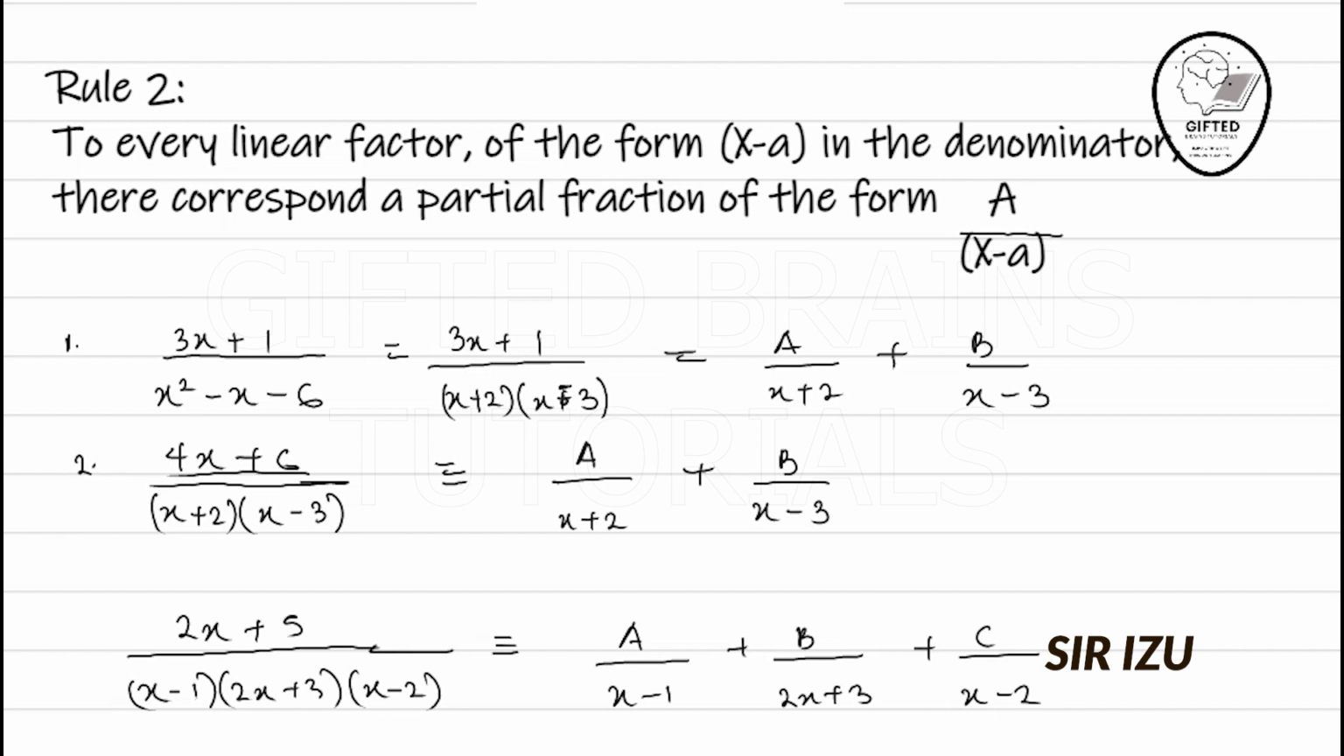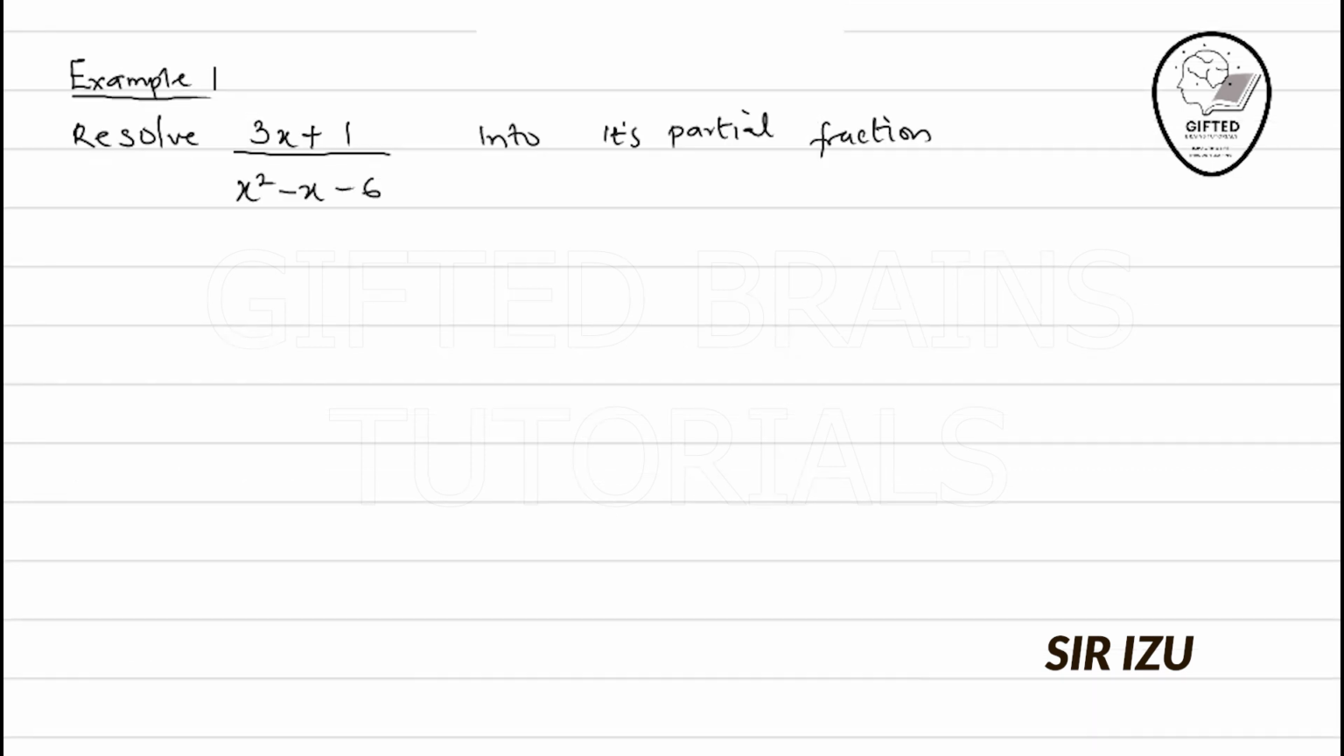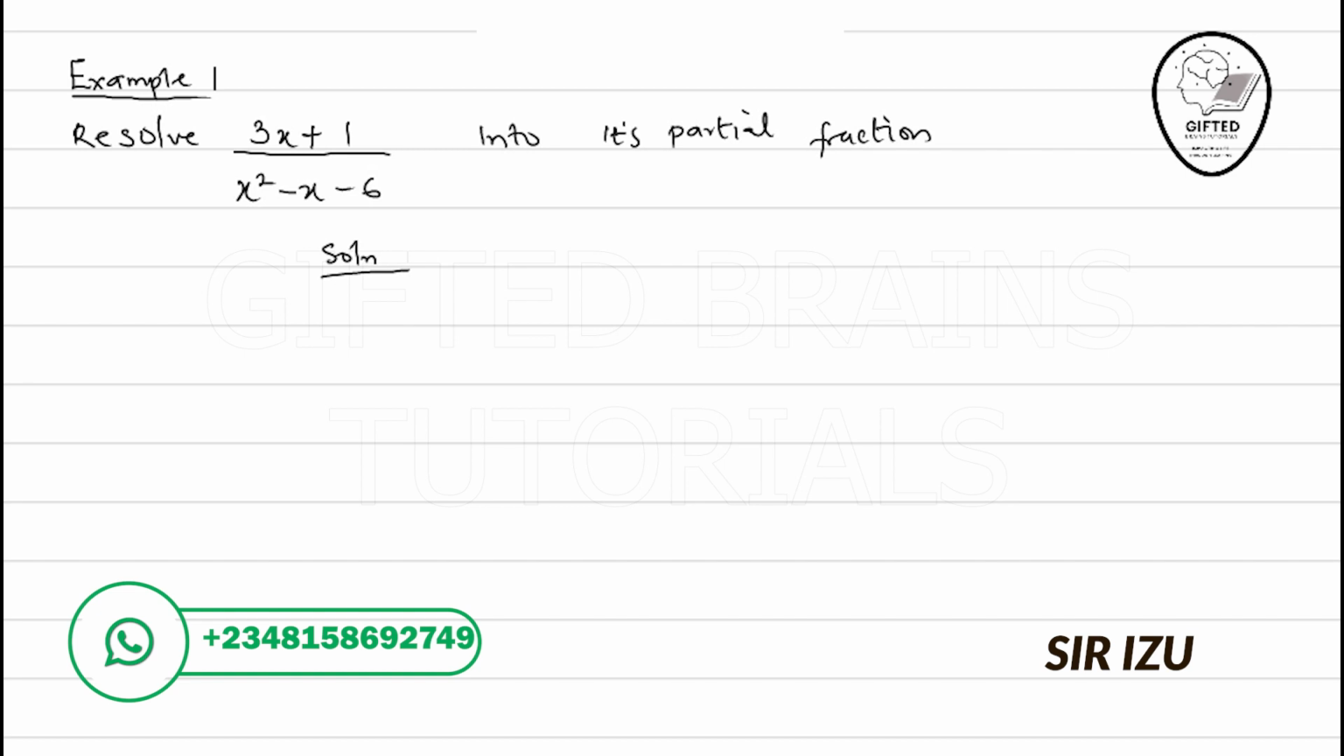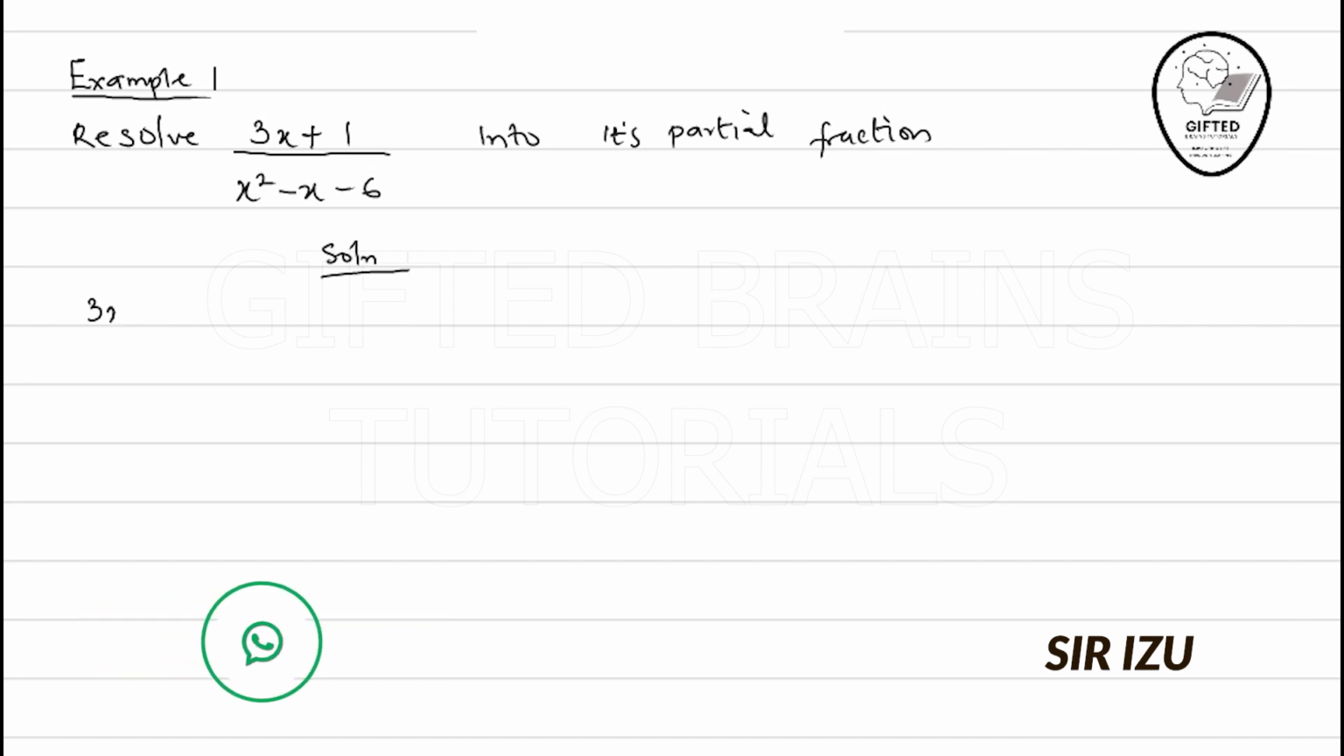Let's take example 1 now. As we look at this question, it says, resolve (3x plus 1) over (x squared minus x minus 6) into its partial fraction. The first thing to do is to look at the question and then look at rule 1. Do I need to divide? Obviously, the degree of the numerator is lesser than that of the denominator. So we will not divide in this case. The next thing is to factorize the denominator.